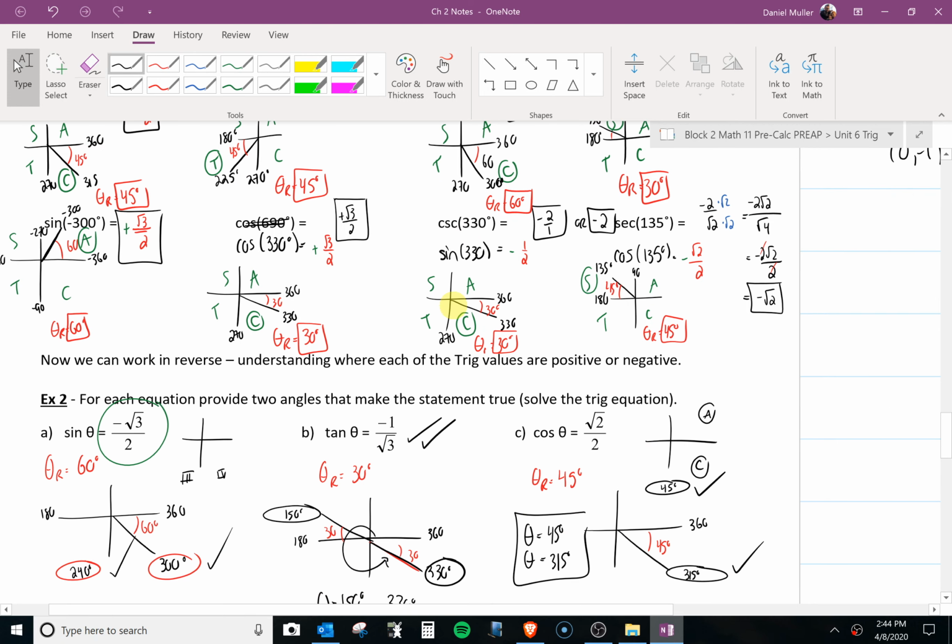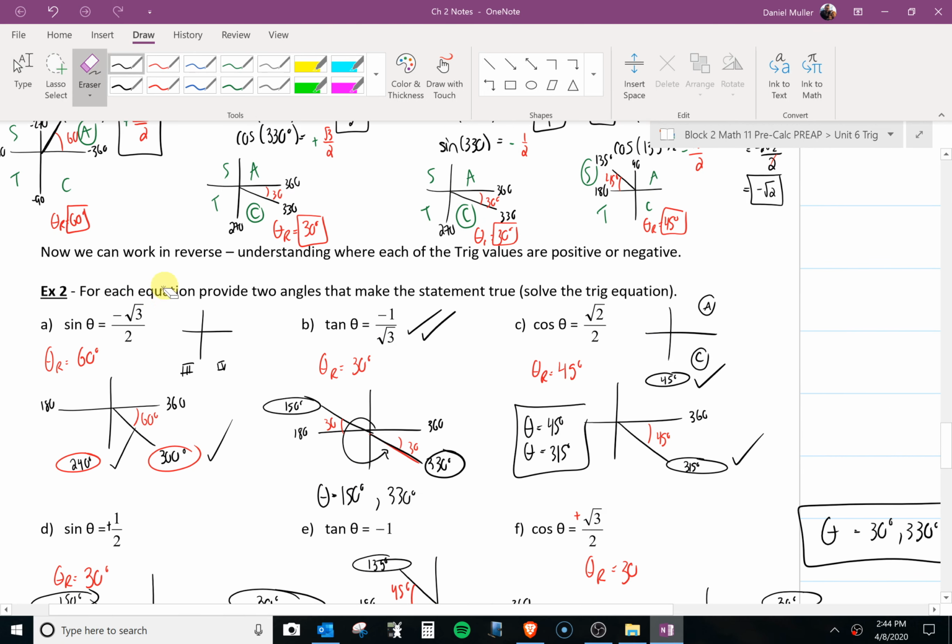Now I've given you the exact value. It is -√3/2. Now what angle would get me that? Well, there's always going to be two where sine is positive and two where sine is negative. And I'm looking in this one for when sine is negative. I'm looking at this one for when tan is negative. Looking for this one when cos is positive. It doesn't show a plus sign, but it is positive.